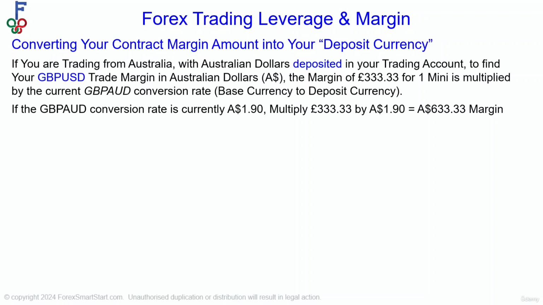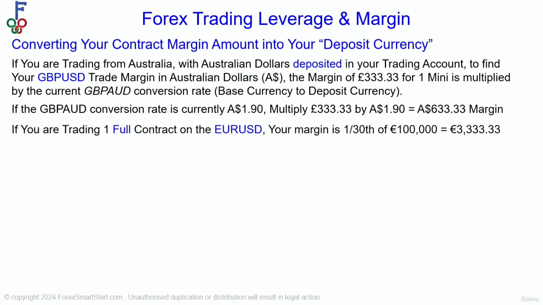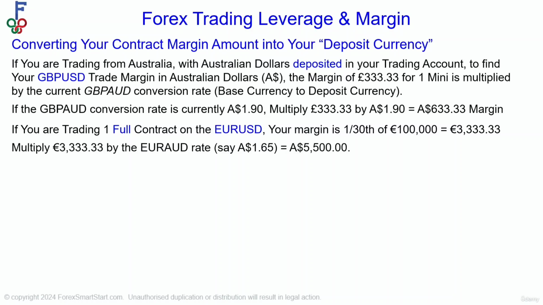$633.33. If you're trading one full contract on the Euro USD, your margin is 1/30th of 100,000 euros, which is 3,333.33 euros. Multiply 3,333.33 euros by the Euro AUD rate. At the moment, say it's $1.65, and you'll find that your Australian margin would be $5,500.